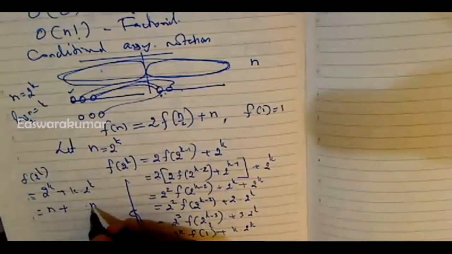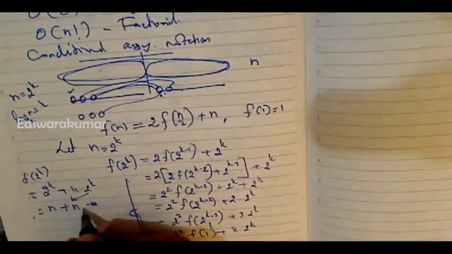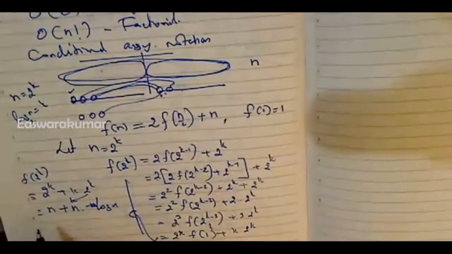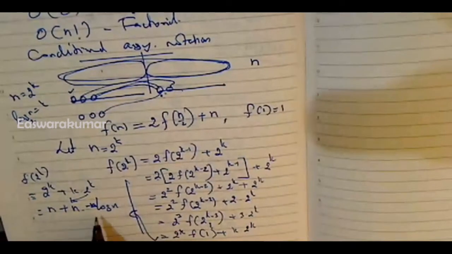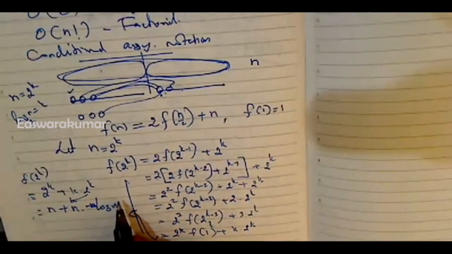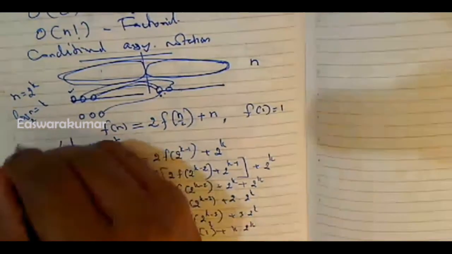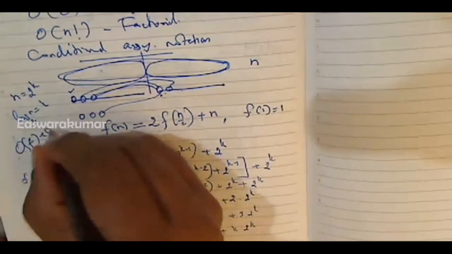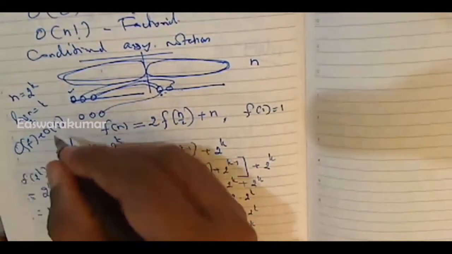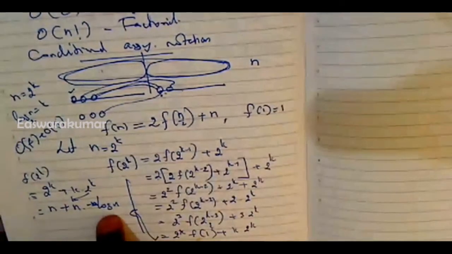So then what do you get? You get 2 power k is equal to n, and k is equal to log n. So n plus n log n. Now you see the values in terms of the size of the input. Now we have already seen the property that order of f plus order of g means order of the maximum of these two. So this is our f, this is our g.